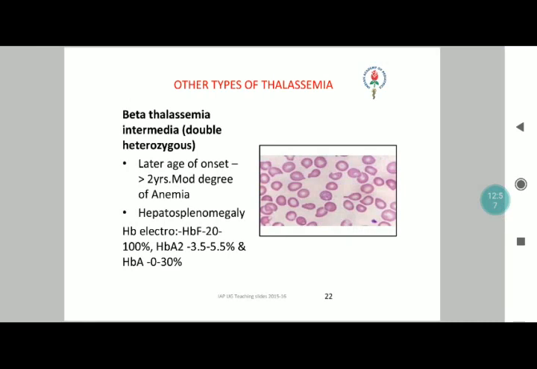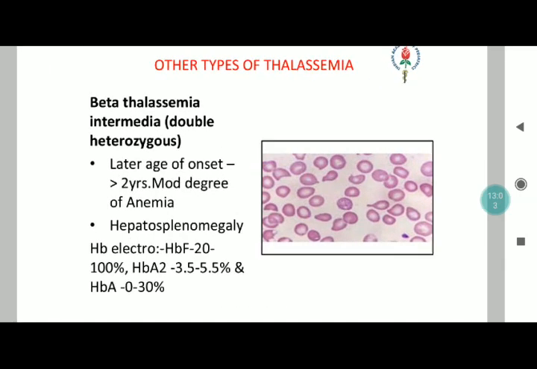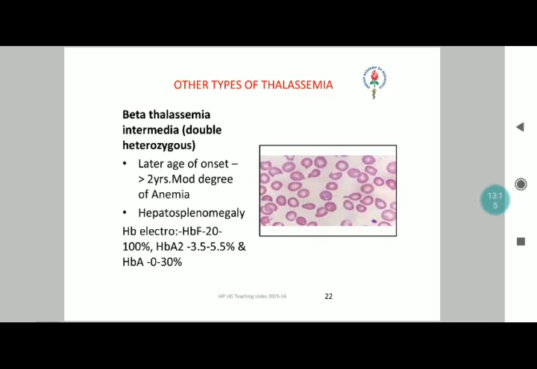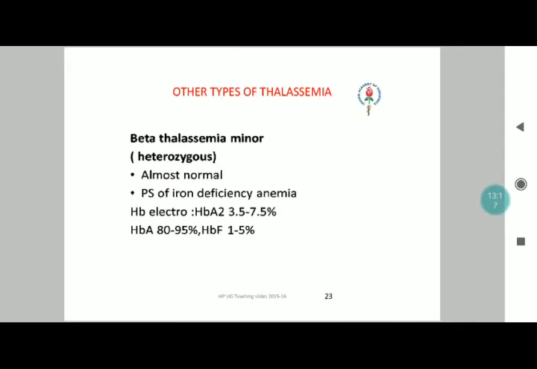Now other types of thalassemia, like I mentioned, we have the minor types as well as intermedia. The intermedia type is where both are double heterozygous and it appears later in onset with a moderate degree of anemia with hepatosplenomegaly. The peripheral smear picture will be more or less the same, but the difference appears in the electrophoresis picture. Now coming to the thalassemia minor type, again it is heterozygous, but more or less it is almost normal investigations wise. The difference is the peripheral smear will appear like a severe iron deficiency anemia variety.